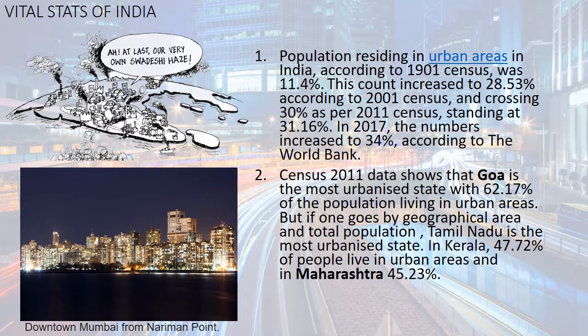So there was an increase of around 3% from 2001 to 2017, that is just 16 years, while there was an increase of 17% through a century. In 2017, the number increased to 34% according to the World Bank. Census of 2011 data shows that Goa is the most urbanized state in India, with 62.127% of the population living in urban areas. But if one goes by the geographical area and total population, Tamil Nadu is the most urbanized state. In Kerala, 47.72% of people live in urban areas, and in Maharashtra, it's 45.23%.